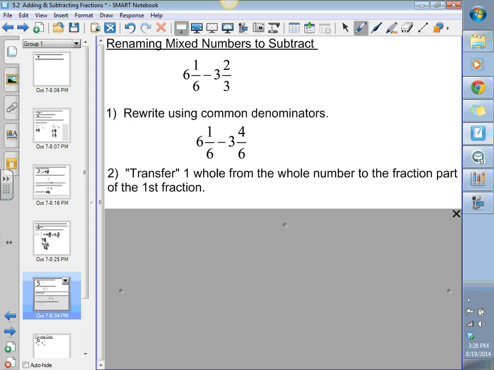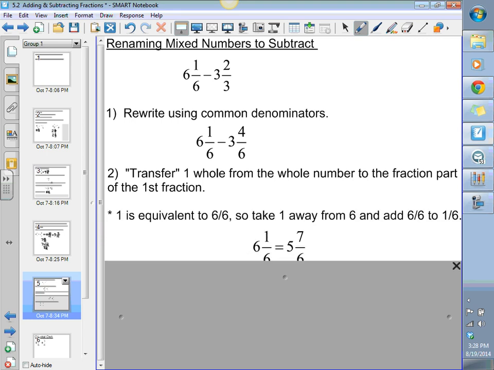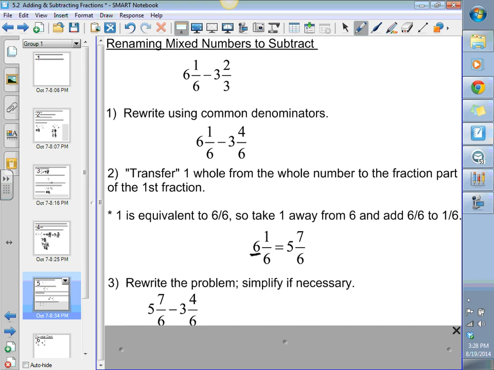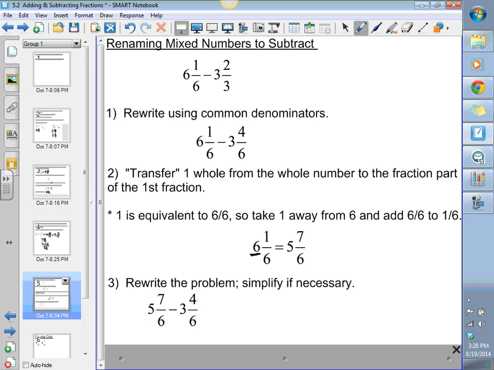Then we're going to transfer or borrow. I always like to say make change from. Take a whole out of the 6. We're going to take 1 whole out of that. So 6/6 is equivalent to one of these out of there. So it becomes 5 7/6.